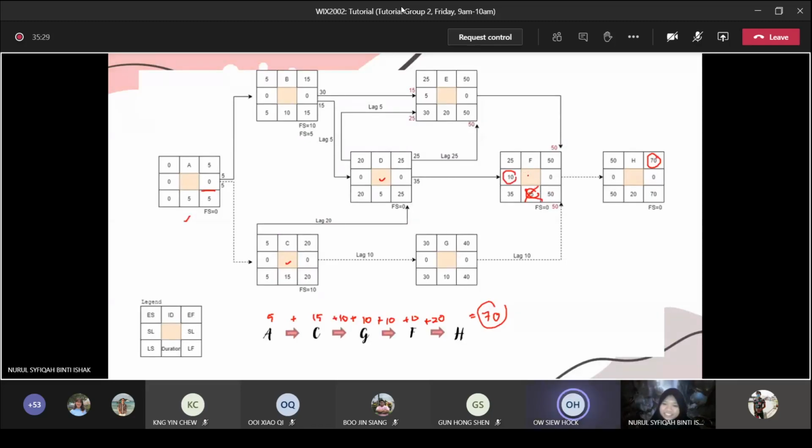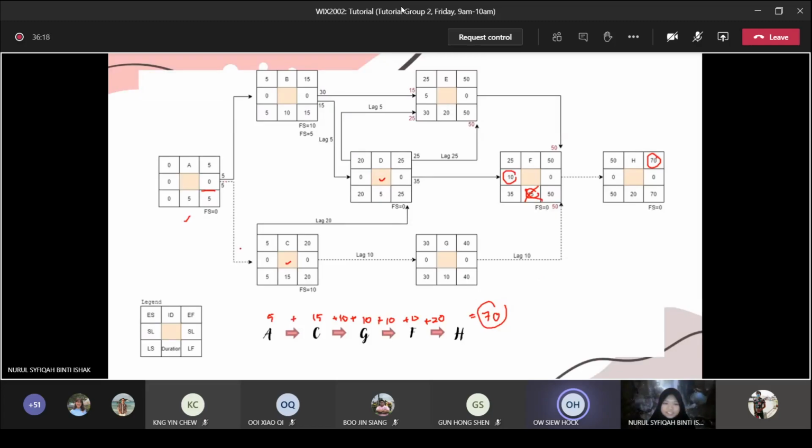It's the same one, isn't it? A is 0, 0, C is 0, 0, G is 0, 0, F is 10, 0, and the last one, H, is 0, 0. So if you go A, C, D, it's all 0, 0, then F is passed by the same one. It's the same path as A, C, G, F, H. So that means that is another possible critical path. So we can have two critical paths. Yes, it can have more than one critical path.